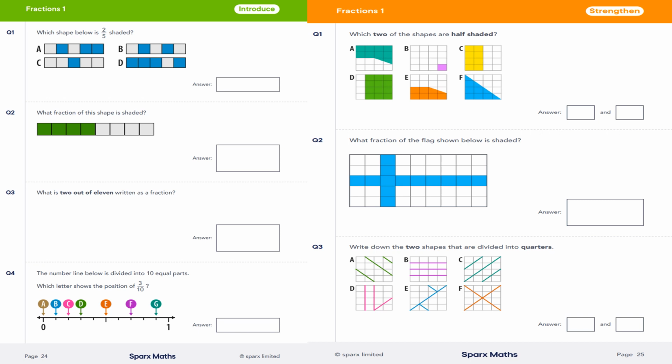GCSE 9 to 1 maths, going over the fractions content for the foundation tier non-calculator paper, with bits of it looking at some higher tier as well, towards the back end. The last question, I believe, is higher tier only, in roughly 10 minutes. Let's go. Question number one.